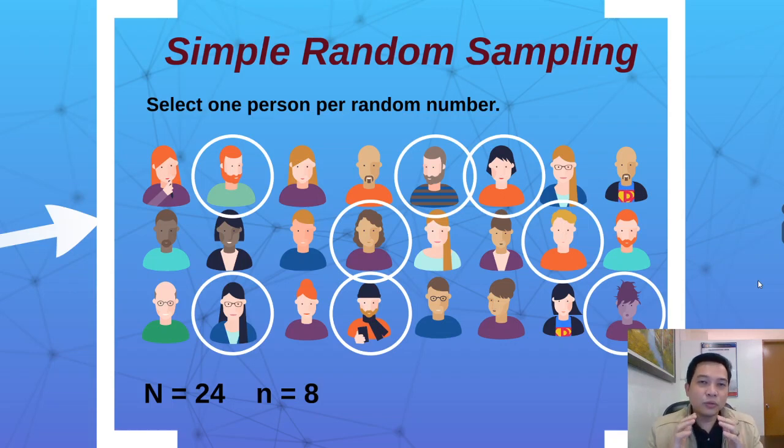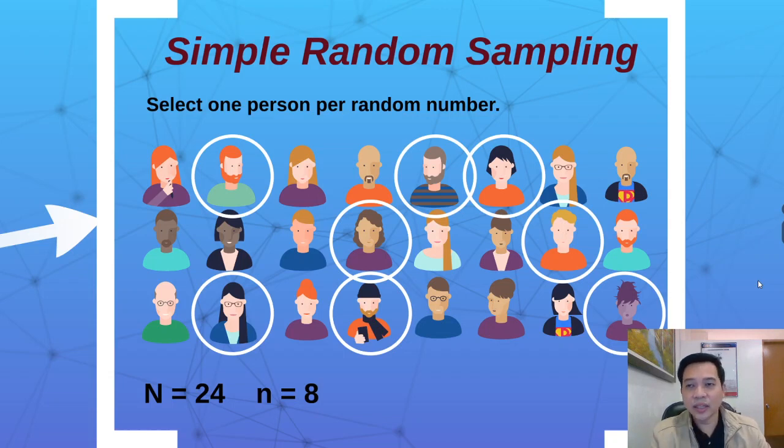How are you going to extract this 8, or simply select this 8, from the total population? So the first probability sampling that you could do will be simple random sampling. When you say simple random sampling, you just simply select out of all the 24, you can pull their names out of a box randomly.